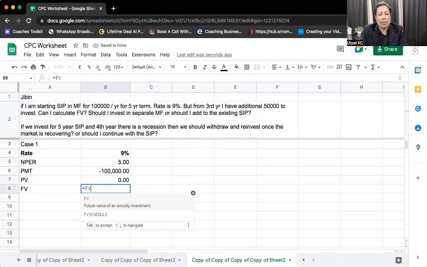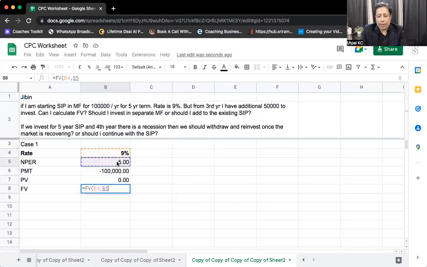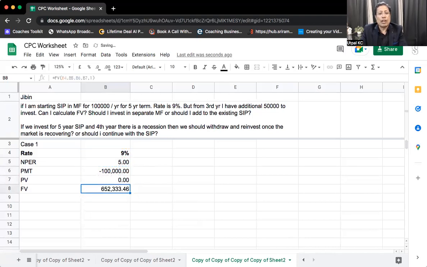So I'm straight away doing future value: rate is 9%, number of periods 5. You are investing per year. The payment amount is PMT, this much, and after that present value is 0. So from case 1 you'll be getting this much. Now case 2.